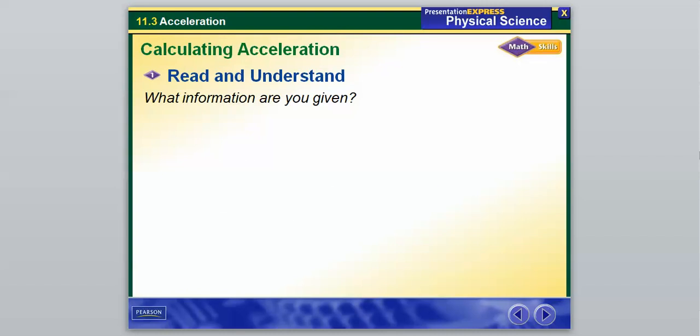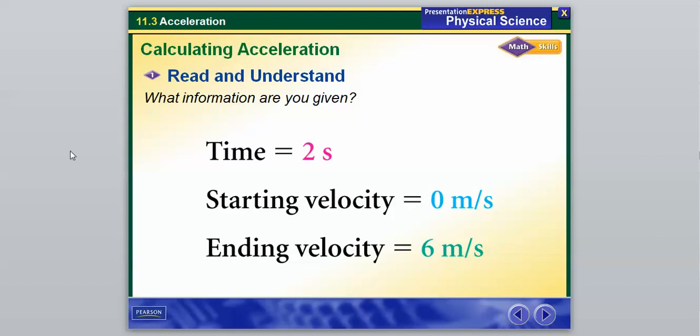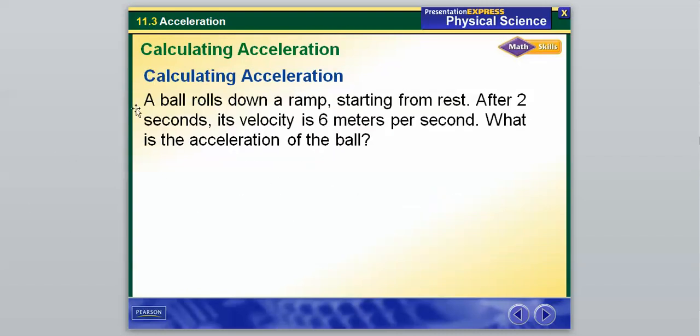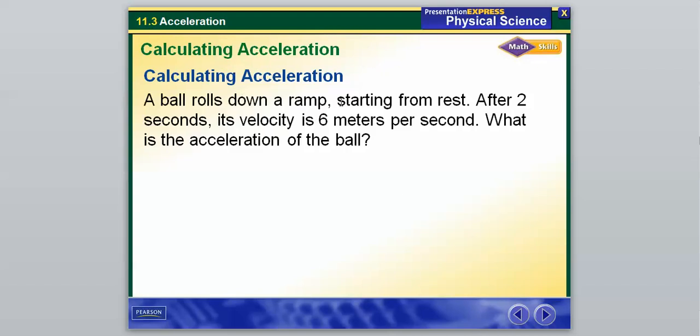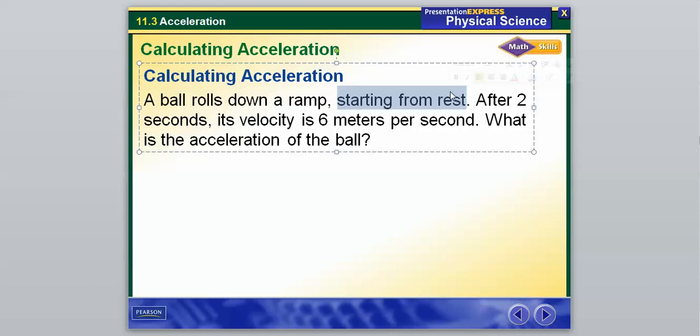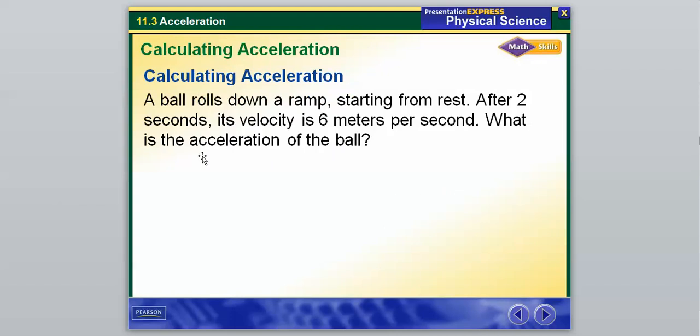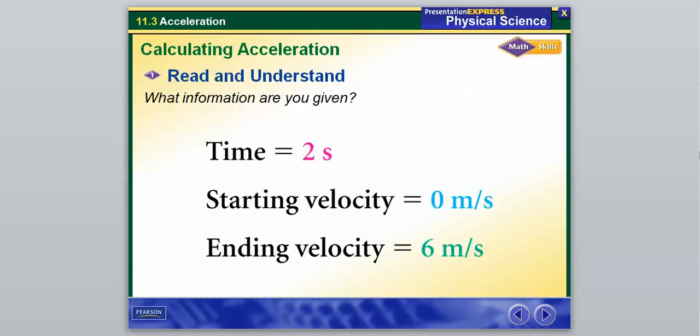The information that we're given first is time, which is 2 seconds. Right there, after 2 seconds. So that is our time. Our starting velocity is 0 meters per second, because it says starting from rest. Rest means you're not moving. If you're not moving, your velocity is 0 meters per second. And the last thing that we're given is our ending velocity, which is 6 meters per second. So we know our time, our starting velocity, and our ending velocity.